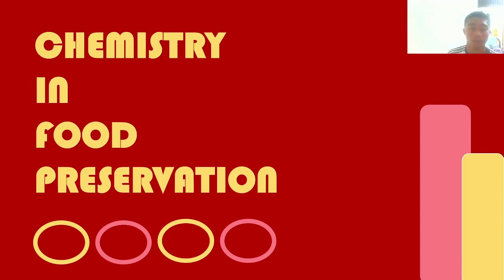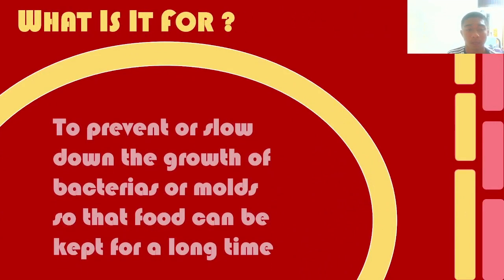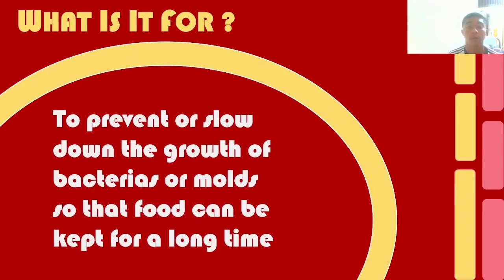The video I will be presenting today is about chemistry in food preservation. Food preservation, what is it for? It is to prevent or slow down the growth of bacteria or molds so that food can be kept for a long time. Food preservation helps food stay longer wherever you may keep it, so that they don't go bad instantly, because we all know a lot of foods can go bad really quick.